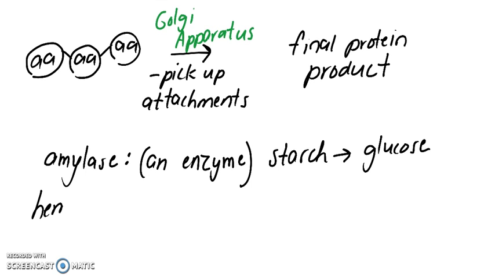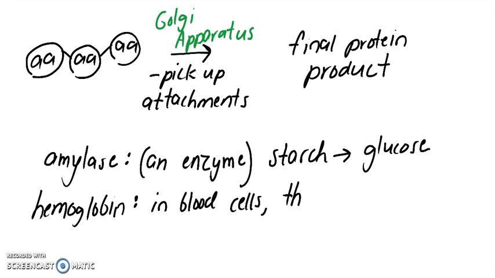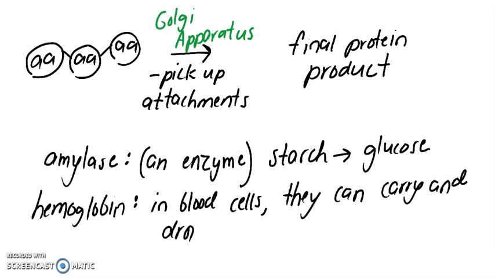Another example of a protein is hemoglobin. This is found in our blood cells, and they can carry and drop off oxygen.